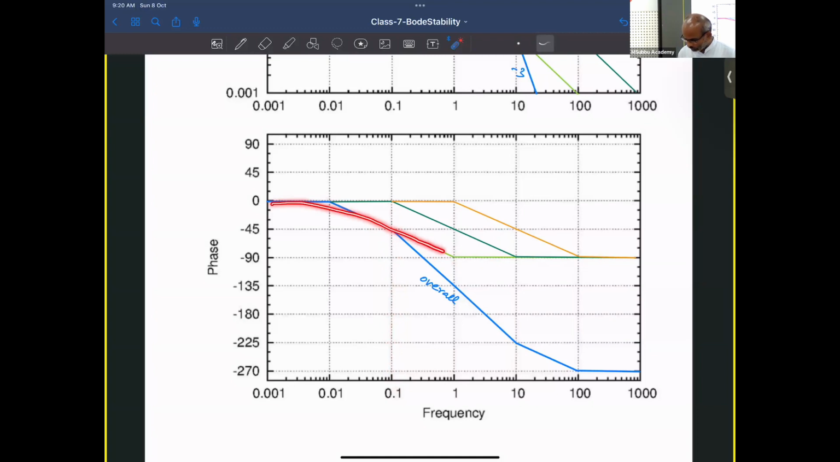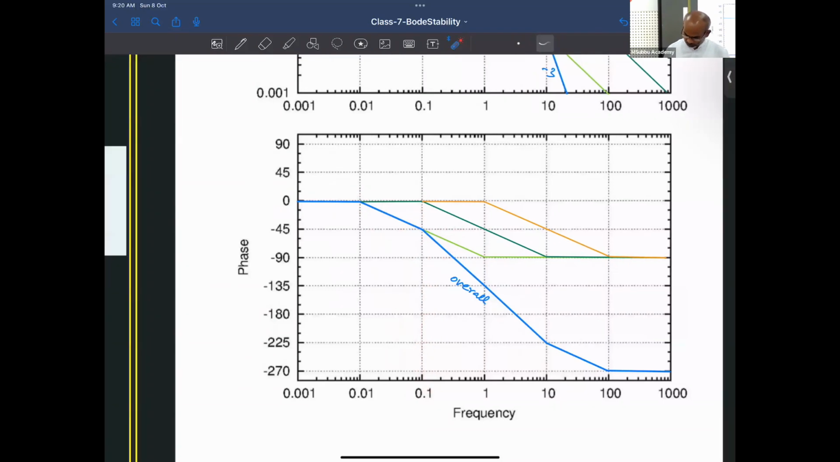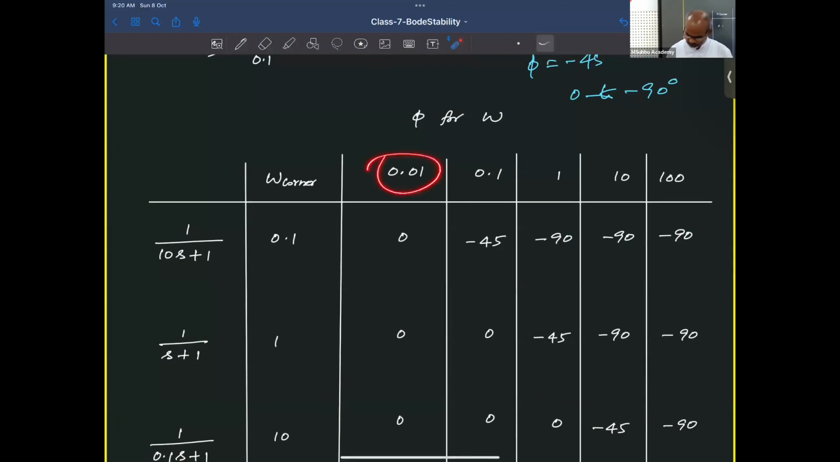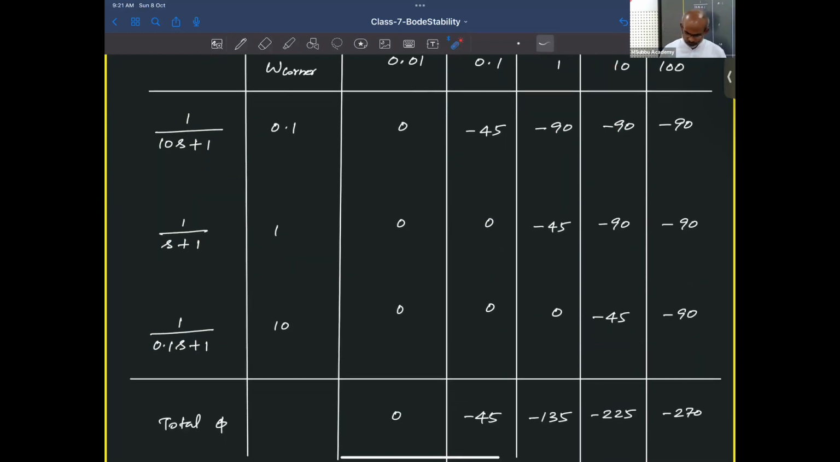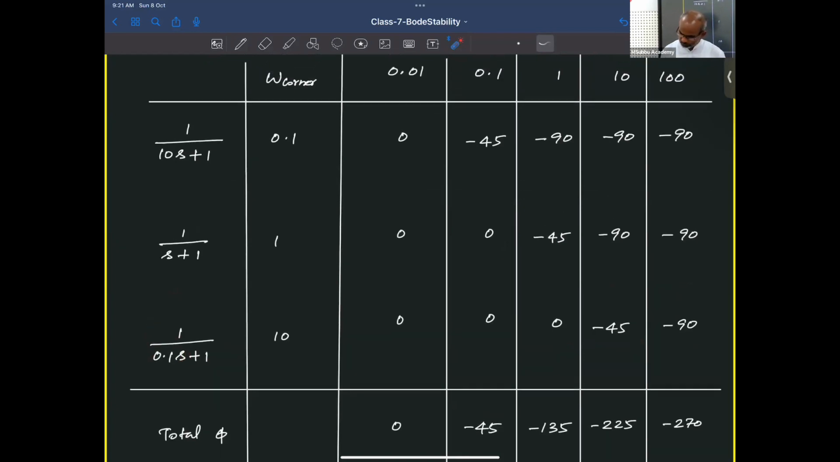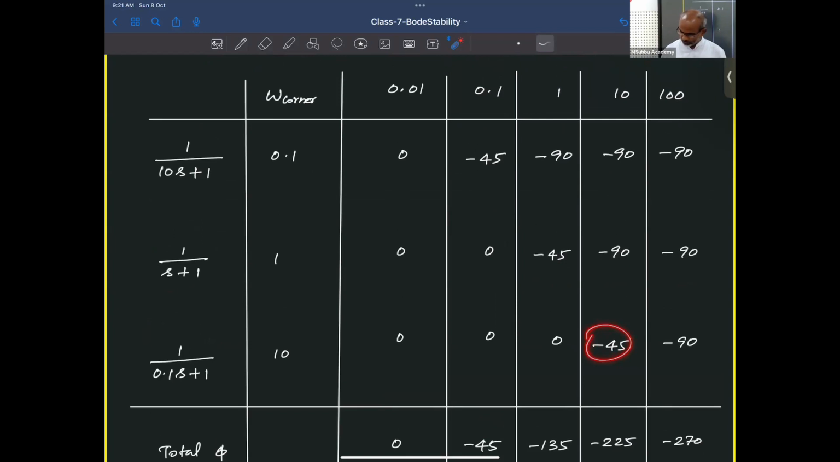Otherwise, most of the parts are matching this line. That's why we are finding 1/10 and 10 times of that. Now coming to the next one, the corner frequency is simply 1. At 1, the phase angle is minus 45, at 1/10 of 1 it is 0, and at 10 times it is minus 90. Similarly for the next one, the corner frequency is 1 by 0.1, which is 10. At the corner frequency, the phase angle is minus 45.